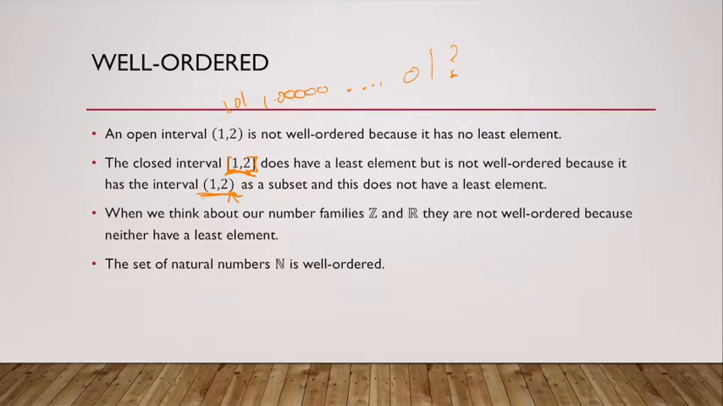Okay, so let's think about our number families. We'll think about the integers, and we'll think about the real numbers. These are not well ordered because neither of them has a least element. However, when we think about the set of natural numbers, N, that's well ordered. The smallest natural number is 1, so it has the smallest element of 1.